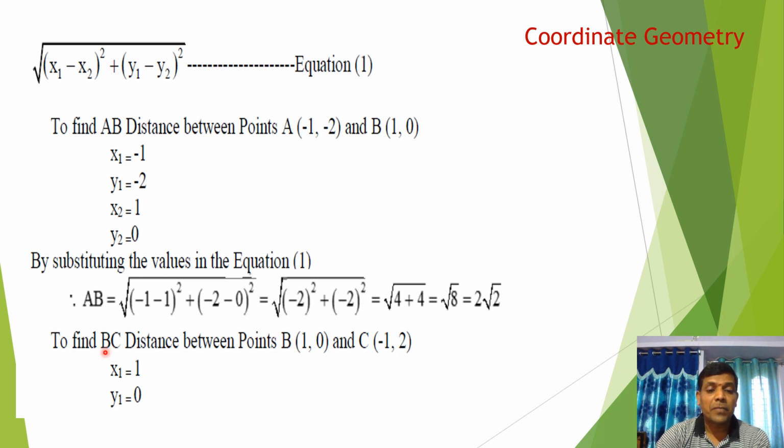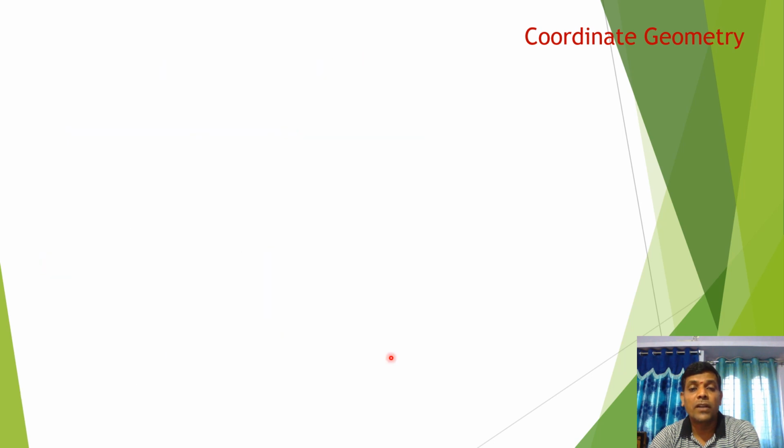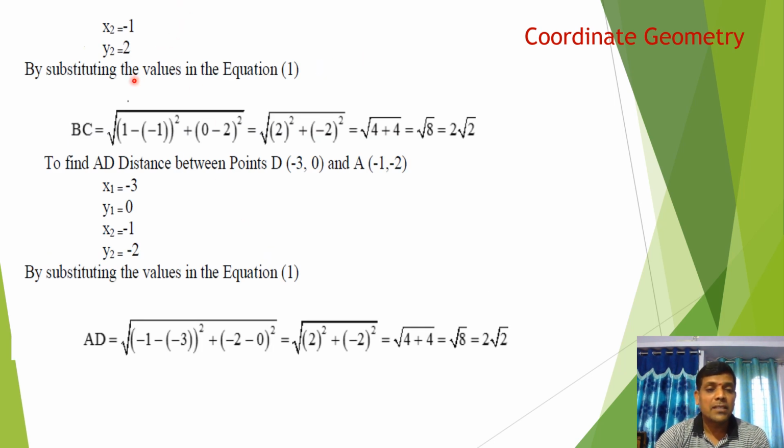Now the distance between B and C. So what are the points of B and C? Here B is (1, 0) and C is (-1, 2). So write down the coordinates: x1 equals 1, y1 equals 0, x2 equals -1, y2 equals 2. So replace the coordinates in the given distance formula. We know that the distance formula is square root of (x1 minus x2) whole square plus (y1 minus y2) whole square.